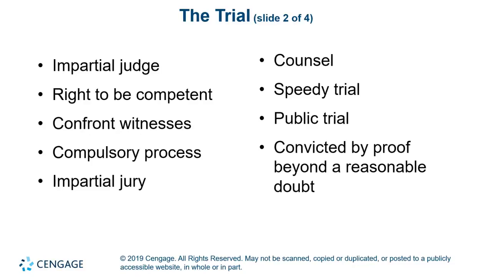You also have the right to a compulsory process. The Sixth Amendment says in part that the accused shall have compulsory process for obtaining witnesses in their favor. And compulsory process, by definition, means to compel basically the production of witnesses via a subpoena. And a subpoena is an order basically requiring a witness to appear in court at a specific time and a specific place. And you also have the right to an impartial jury.